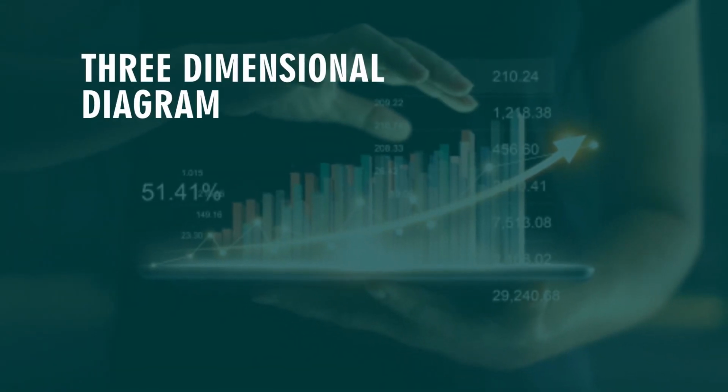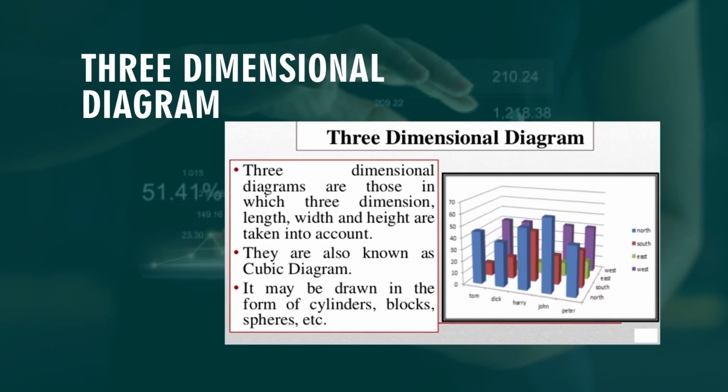Three-dimensional diagrams are those in which 3 dimensions are used. We have observed that in the one-dimensional diagrams only the length is taken care of, and in the two-dimensional, length and width are taken care of. So when you are going to frame the two-dimensional diagrams, you apply the length and width, whereas in three-dimensional diagrams we take length, width and height into consideration.